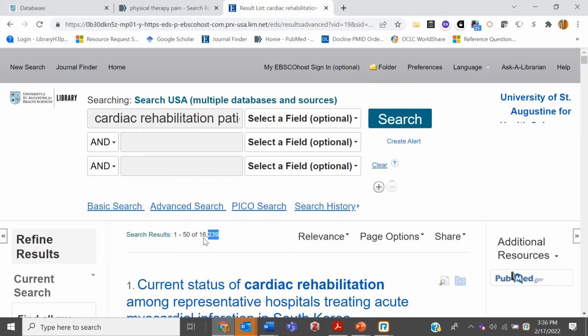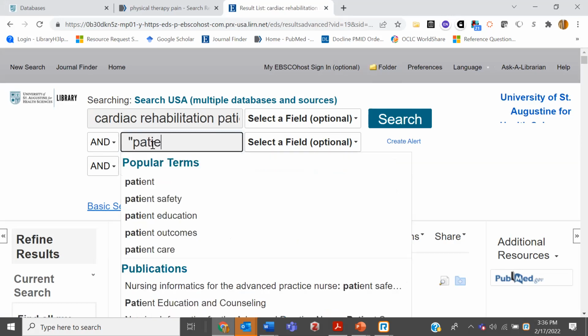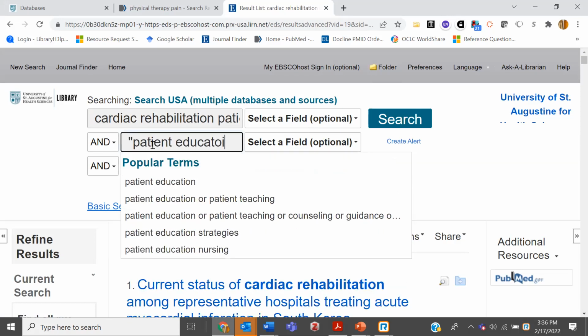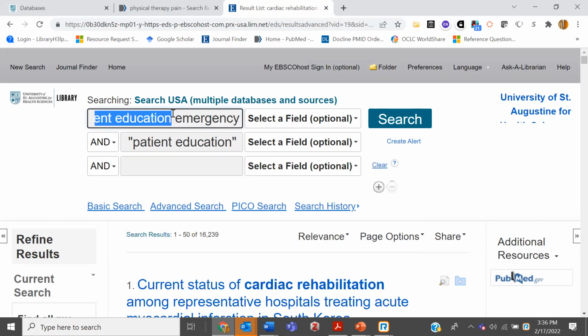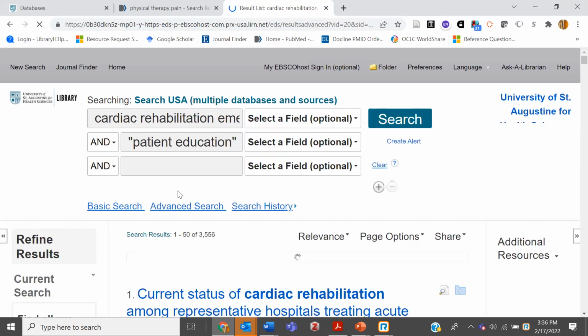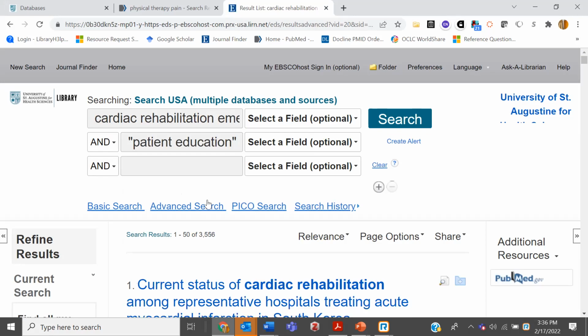I'm like, okay, that's an awful lot. What if I put patient education in quotation marks instead of doing a keyword? So get rid of that, and we're going to say rehabilitation, emergency, where we're searching for patient education as the phrase. And that really cuts things down a little bit.